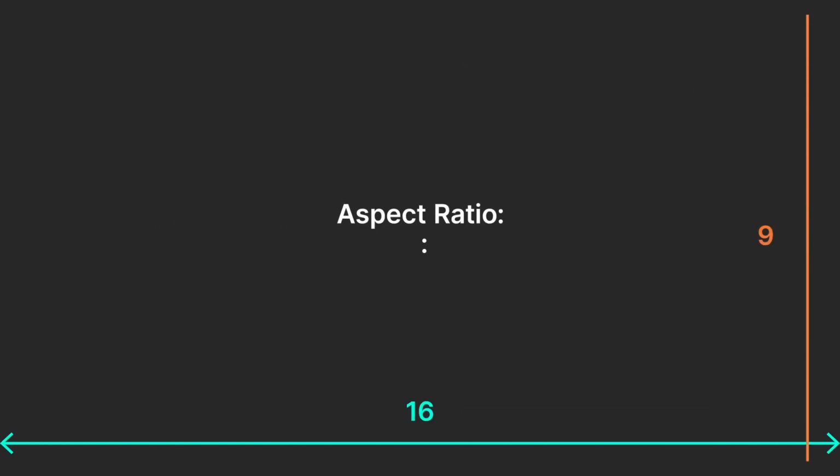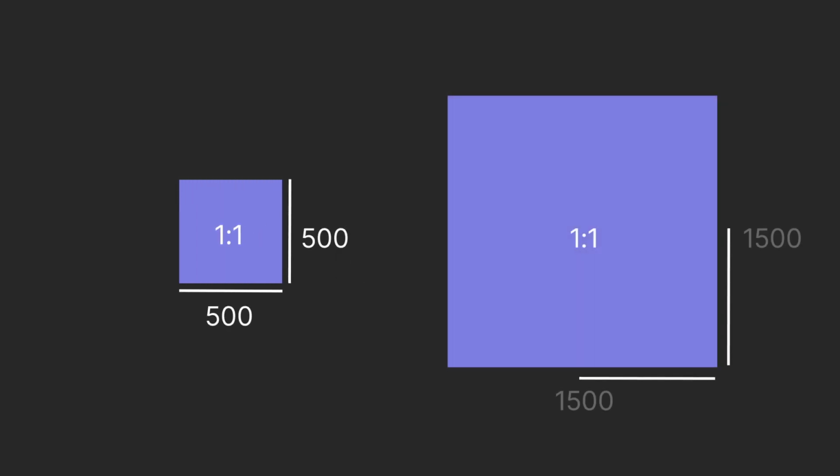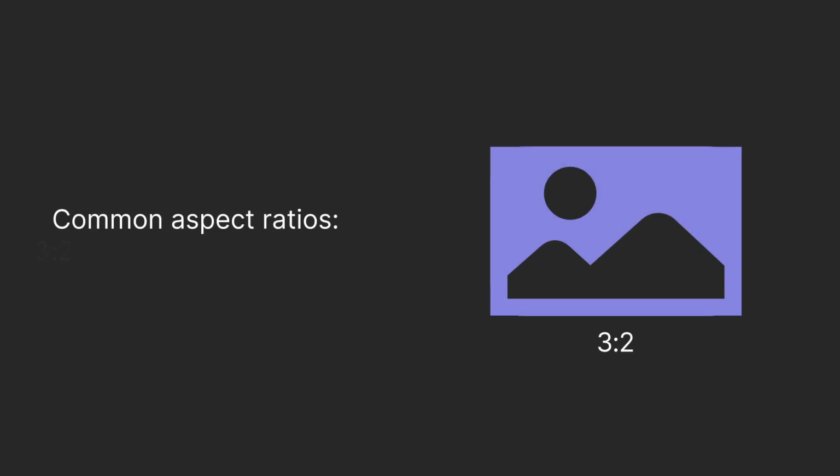This video's aspect ratio is 16:9, where 16 represents the width and 9 represents the height. A square image has an aspect ratio of 1:1, since the height and width are the same. But the image could be 500 pixels by 500 pixels, or 1500 pixels by 1500 pixels, and the aspect ratio would still be 1:1. What are other common aspect ratios?